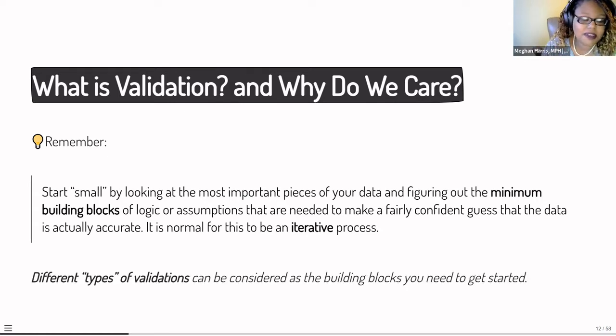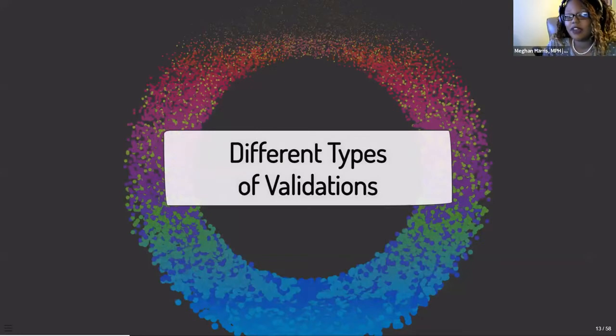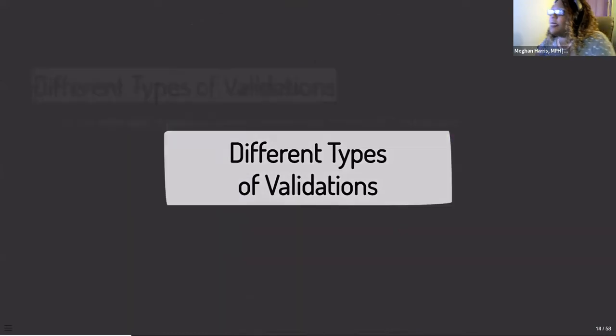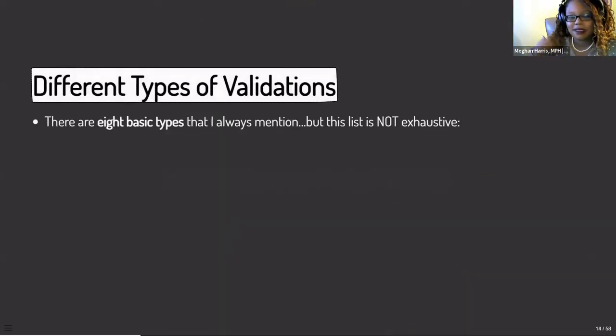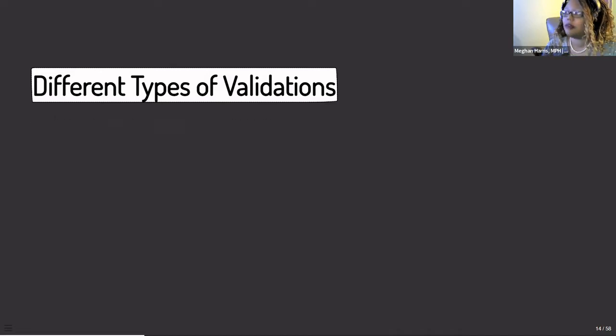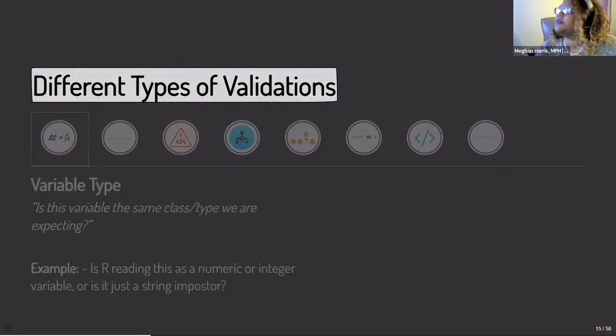So, like I was saying, there are different types of validations that we can consider as building blocks to get started. Because I want to frame this as a beginner's, really just dipping the toes, kind of presentation, what I'll do is go over some very basic types of validations first before we jump into using the Pointblank package. So I always list 8 basic types of validations. The list is not exhaustive at all, but these are the main types that I kept running into when I started out working in this type of work.